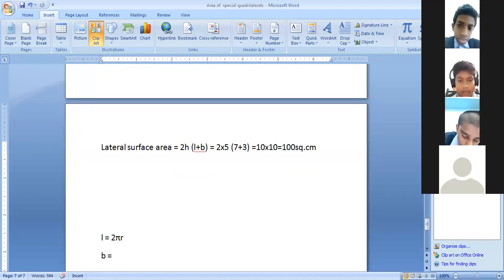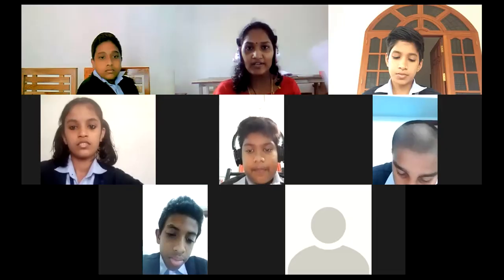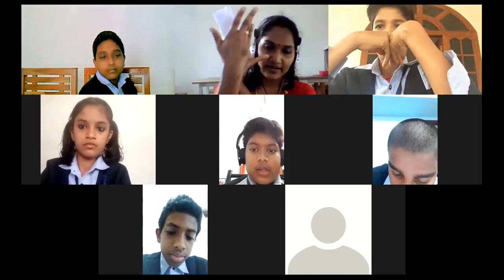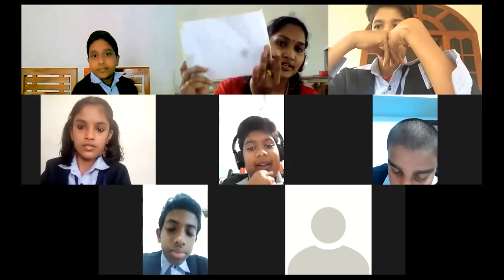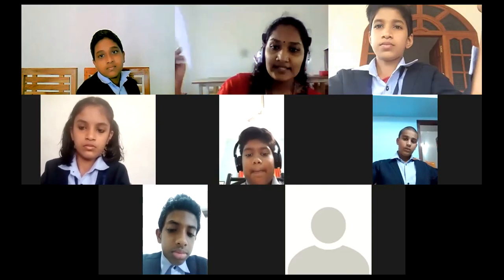And B is equal to the breadth of the rectangle, which was the height of the cylinder. So the area of the rectangle is the lateral surface of that cylinder. Only 1 minute we have. Let's continue in the next class. It was the lateral surface of the cylinder, I cut it and made it into a rectangle. So the area of the rectangle will give you the lateral surface area of this cylinder. Clear?